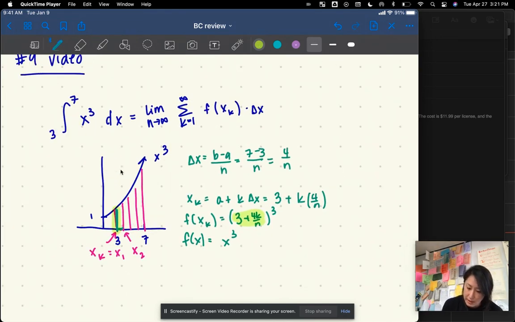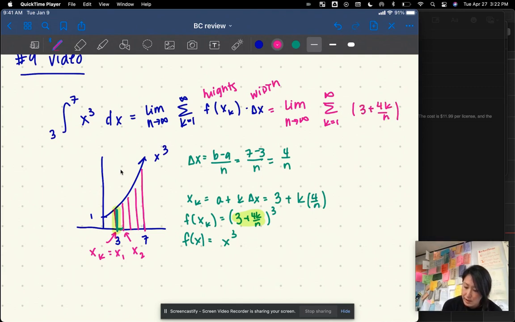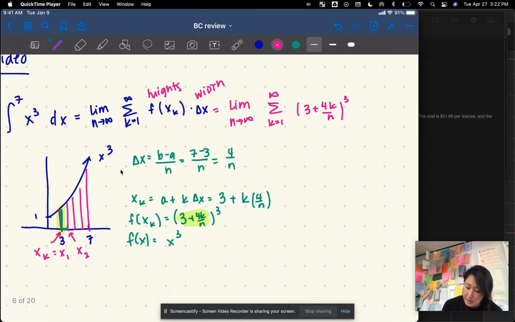So to write the integral as the limit, we do the limit as n approaches infinity of the sum from k equals 1 to infinity of all the heights. This is basically the heights of the rectangle times the width of the rectangle. So the height would be f of x sub k, which is 3 plus 4k over n, cubed, times delta x, and delta x would be 4 split into n rectangles. So this is the limit definition of an integral.